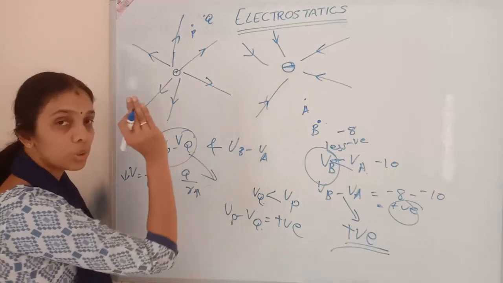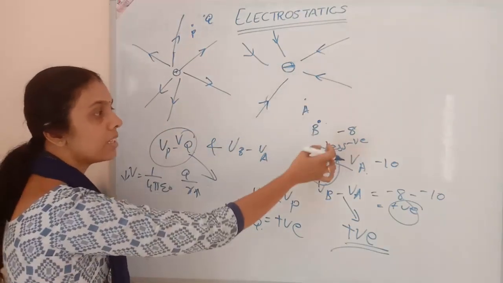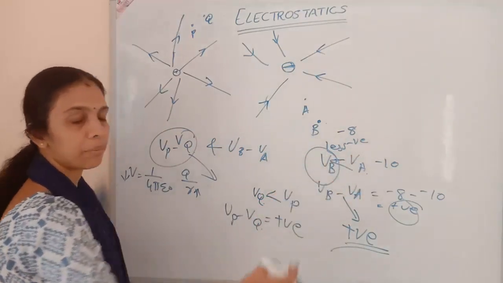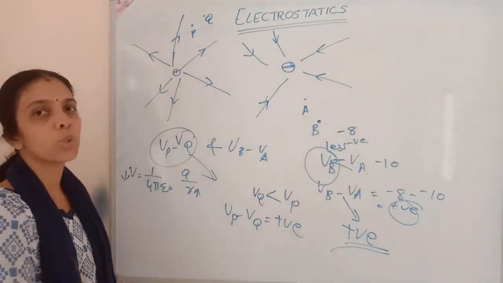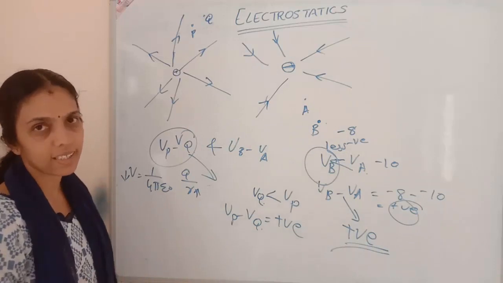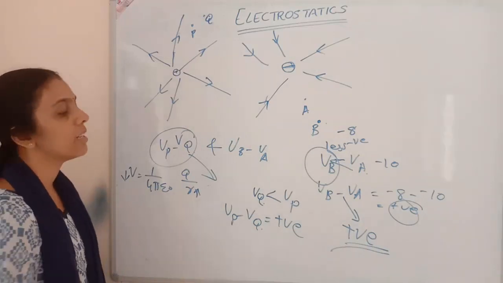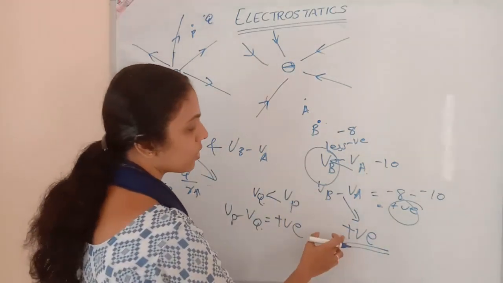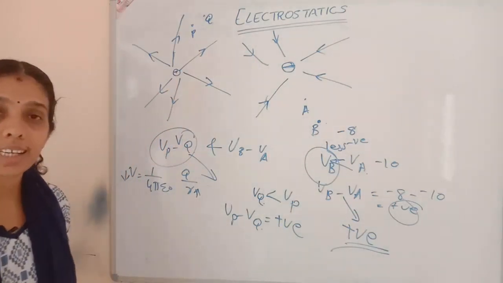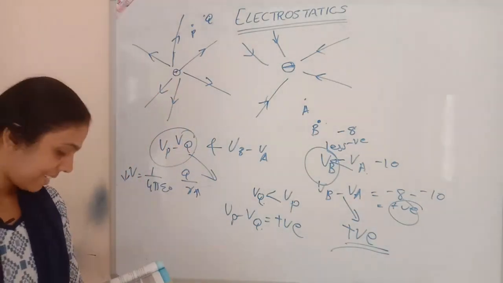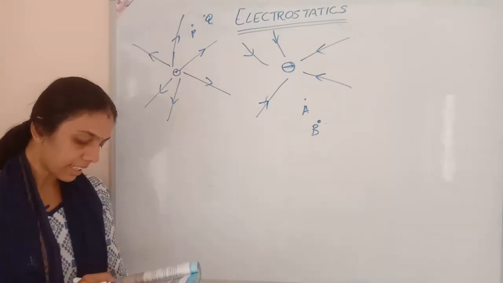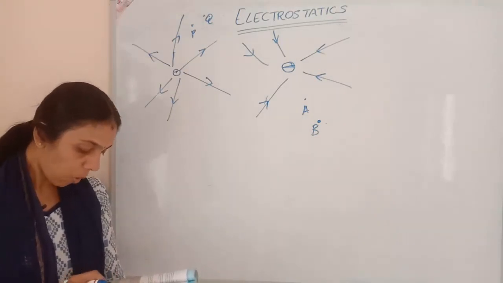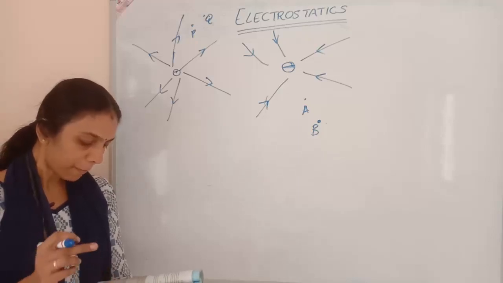But here you should understand this is a negative sign. So Vb is less than Va means Vb is less negative than Va. Less negative means it is a positive quantity, right? So the value is more, and Vb minus Va we will get as a positive value. Clear?